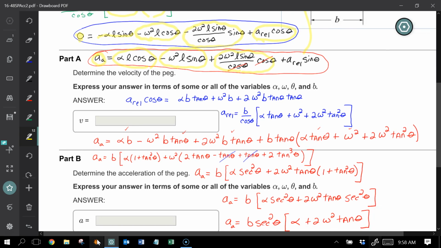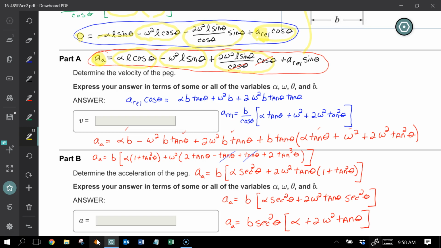Then let's focus on the stuff that's circled in blue. There's only one unknown there, it's A-rel, right? By the way, the unknowns are A-rel, right here, A-rel, and AA. So I have two unknowns and two equations. So I'm going to solve the blue stuff for A-rel.